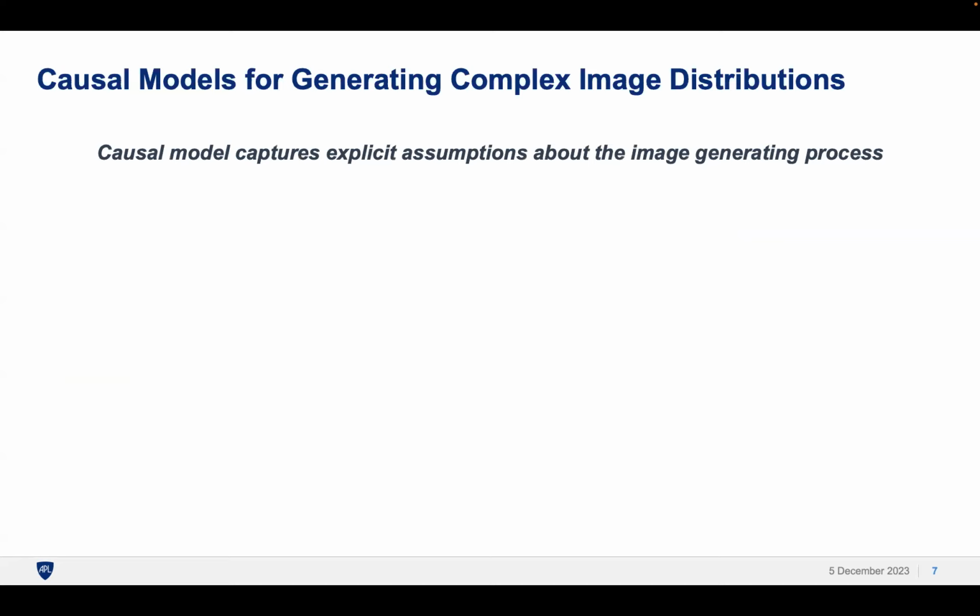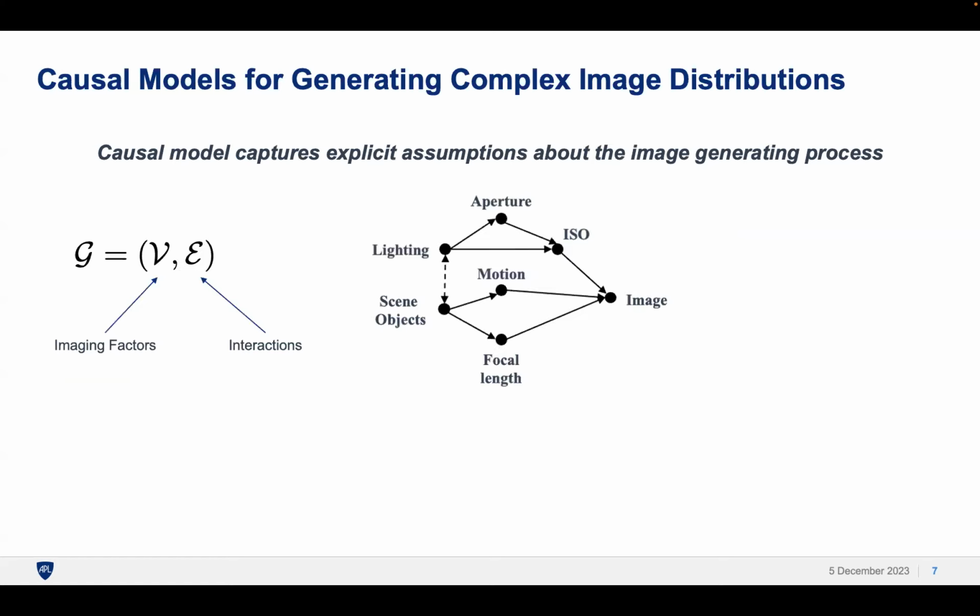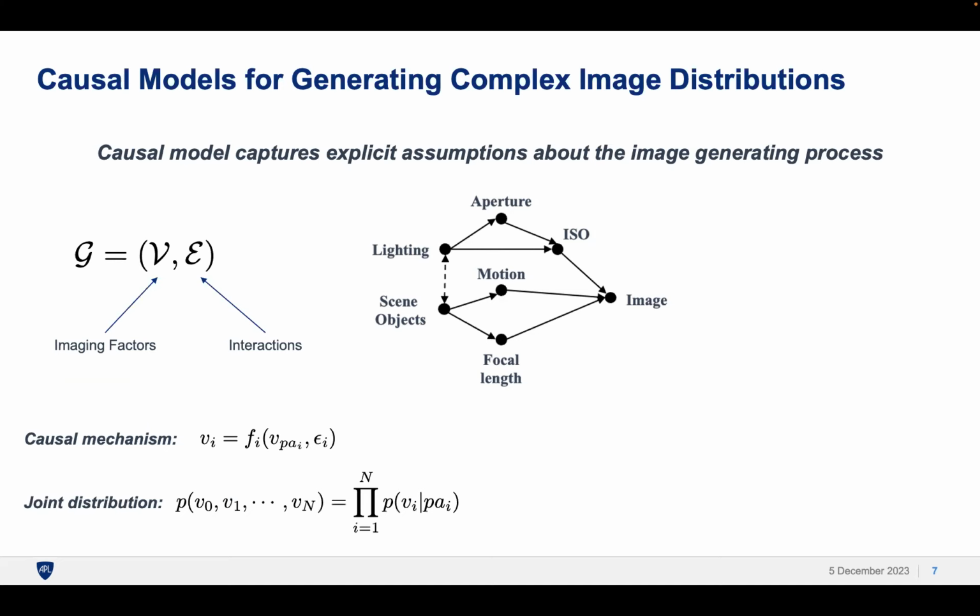To explicitly codify our assumptions about the image generating process, we specify a graphical causal model as a directed acyclic graph, which allows us to identify the relevant imaging factors and their interactions. Furthermore, we can then use the causal model to render images that capture these complex interactions. To do this, we implement the causal mechanisms which capture the functional relationship between each factor in the model and its direct parents. The causal model also induces a joint distribution over all factors, and values for those factors can be obtained by sampling from this distribution.